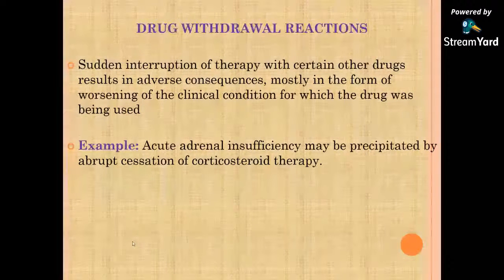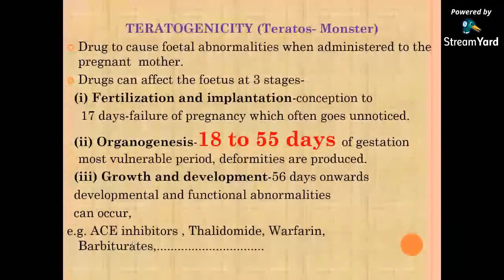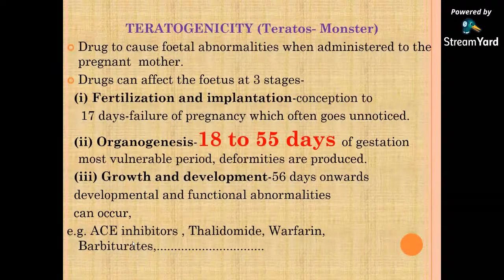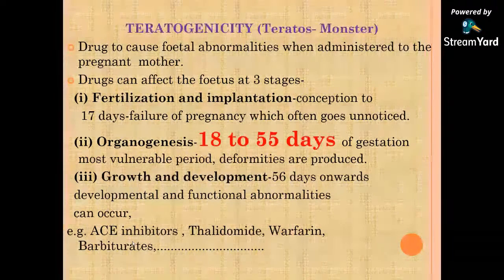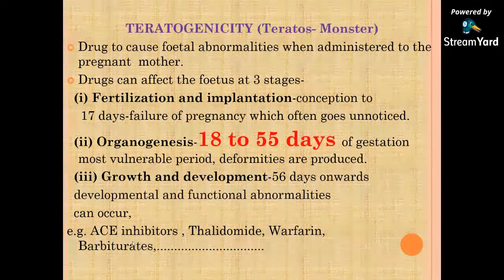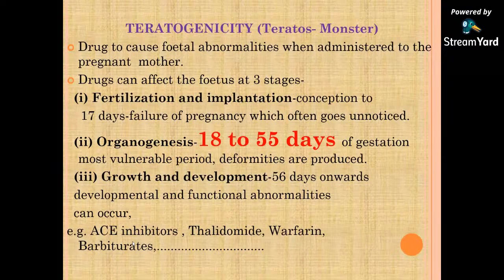The next terminology is teratogenicity. Teratogenicity, from teratos, means monster. So what is teratogenicity? It is when a drug causes fetal abnormalities when administered to a pregnant mother. If a pregnant mother takes some medicines, it will cause fetal abnormality, like absence of particular organs, or some organs not being fully developed. Such an effect is called the teratogenic effect.